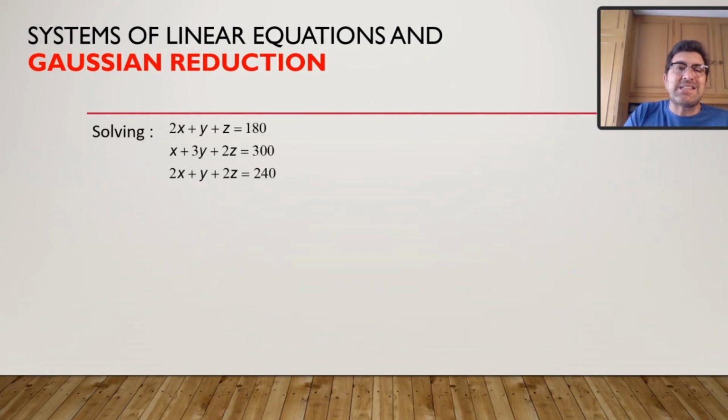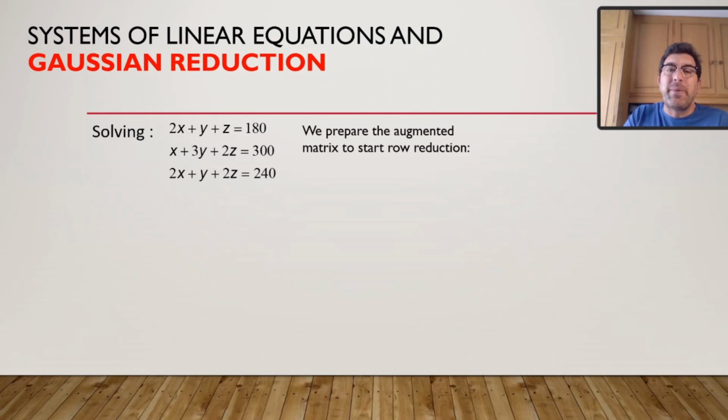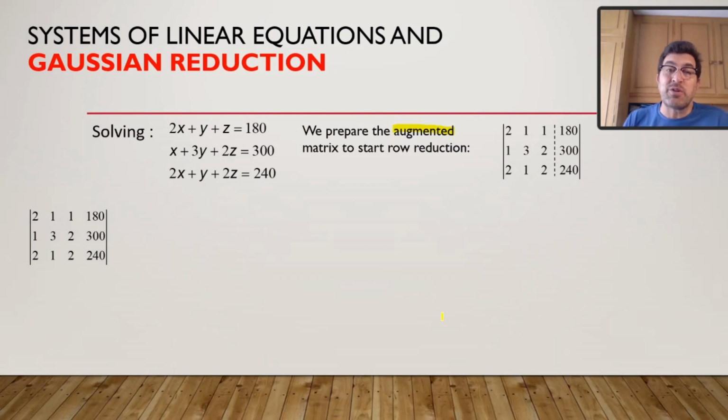So there's a system of equations that we are looking to solve. First of all, we prepare an augmented matrix to start our row reduction. Now remember, your augmented matrix has the coefficient matrix and it's augmented with the constants. So there's my augmented matrix. Let's start the process and let's see how it works. This is exciting, but follow carefully because you can make silly little errors if you do Gaussian reduction.